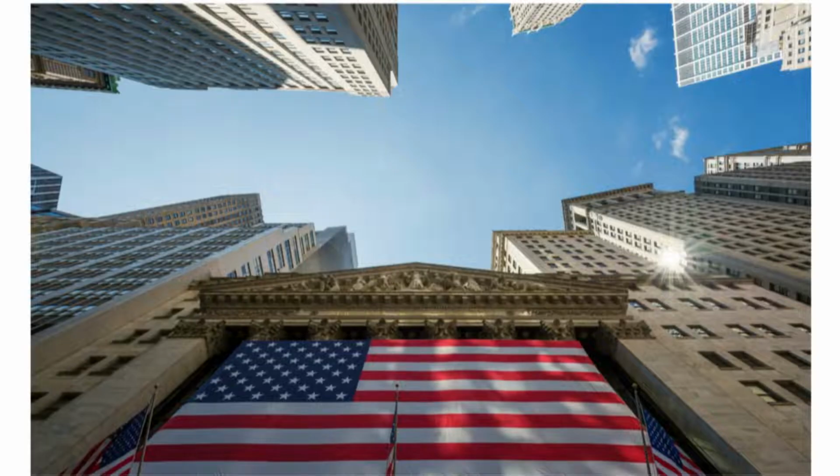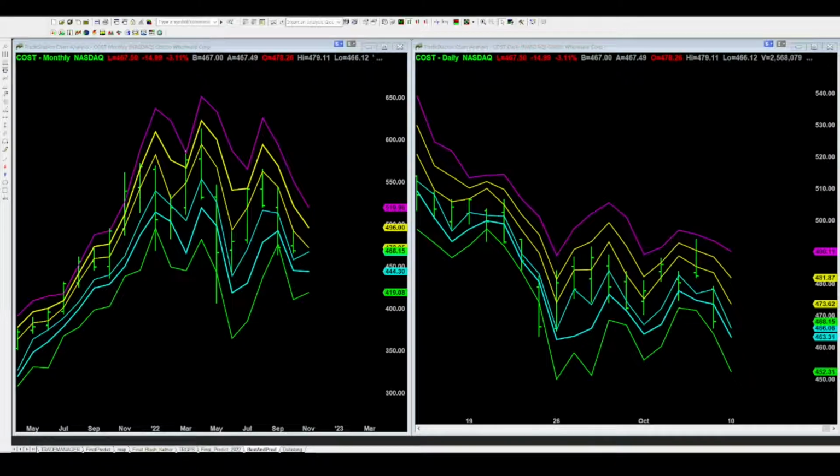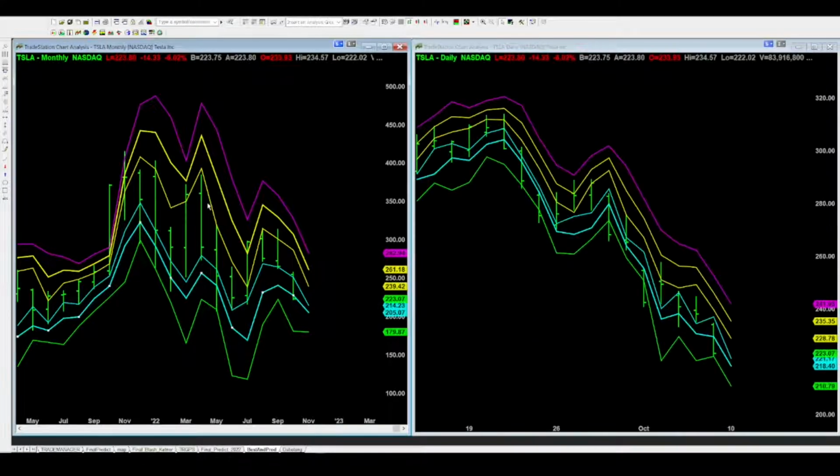So in this video, I'll talk about the prediction and analysis of Tesla stock price for the coming week, next week, basically the second week of October. So today is October 8th. So this is the Tesla stock charts. And this is a Tesla monthly chart. This is a Tesla daily chart.